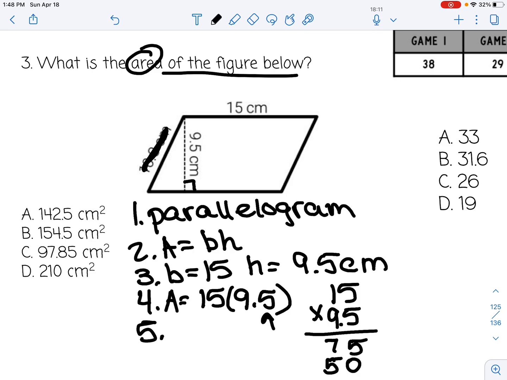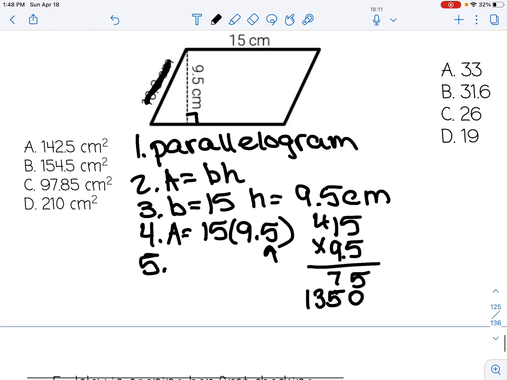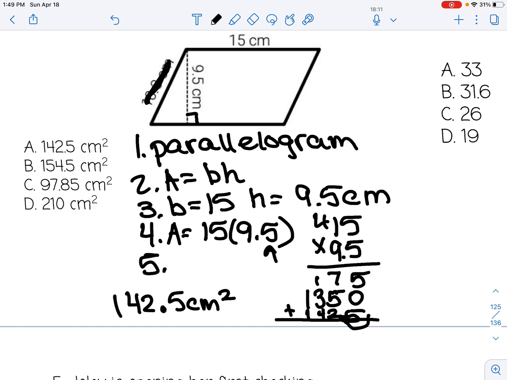Now 9 times 5 is 45. Remember 1, 9. Three. Bring that up. I'm going to add them, so I have 5, and that's 2. Four and 1. So I'm going to have 1425. Bring my decimal. So that's 142 and 5/10 centimeters squared. And my answer is A.